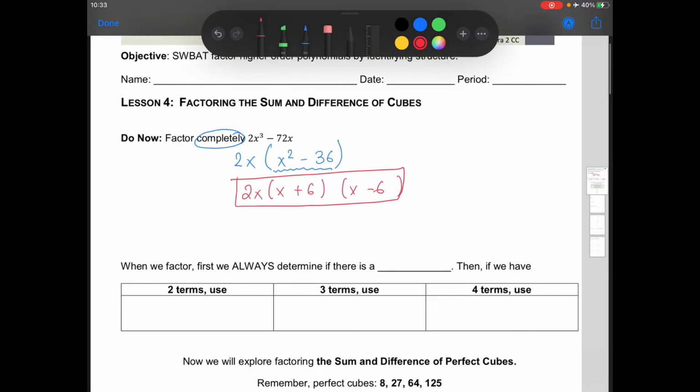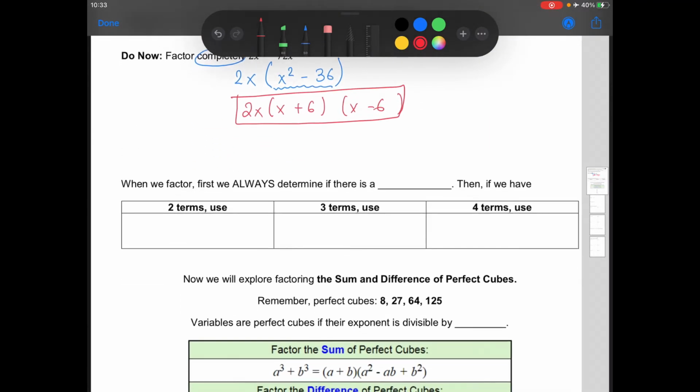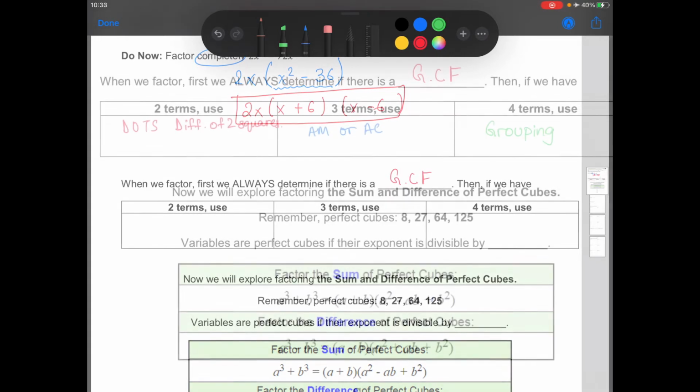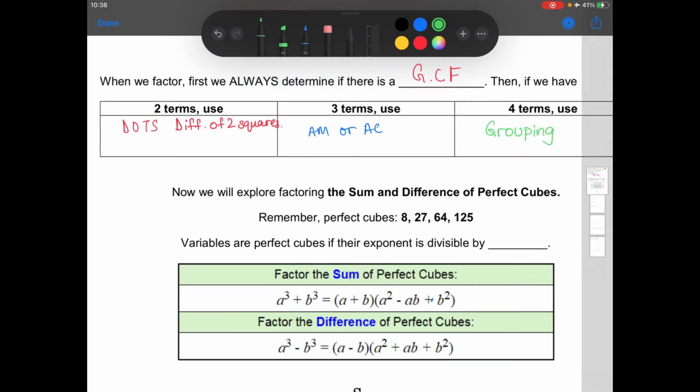So let's get started with the lesson. When we factor, we first always determine if there is a GCF, right? Then if we have two terms, we use difference of two squares, right? Which we did for the do now. Now we're also going to add to our list, which is our lesson today, difference of two cubes. And we'll talk more about it in a bit.